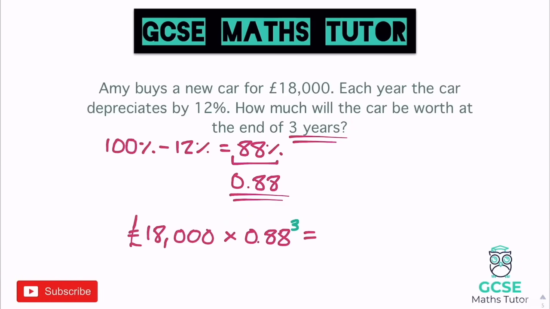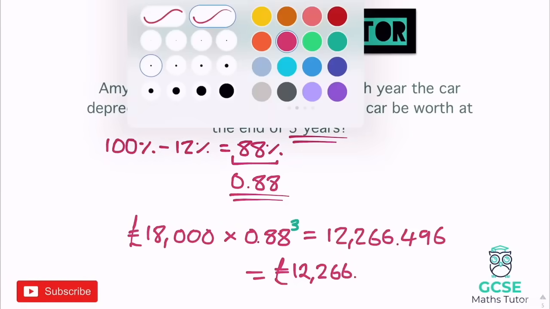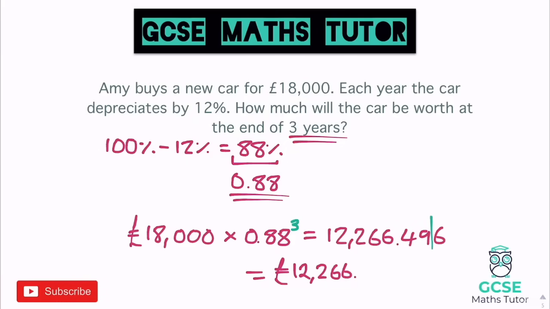So if I type that straight into a calculator, 18,000 times 0.88 to the power of 3, I get this answer here. I get £12,266.496. And obviously we are talking about money here, so we're going to have to round it to the nearest penny. So a final answer would be £12,266, and I'm just going to follow the normal rules of rounding, so I'll chop it off after the 9, and that rounds up to 50p there. So that 9 rounds up because of the 6, which rounds it up to 50p, so 0.50, and that'd be my final answer there. Again, just rounding to the nearest penny on any of these questions.